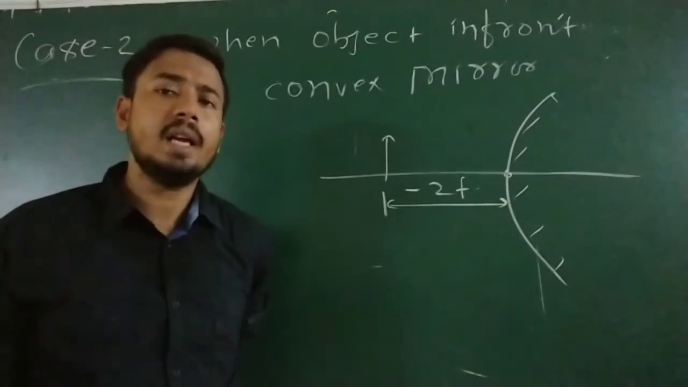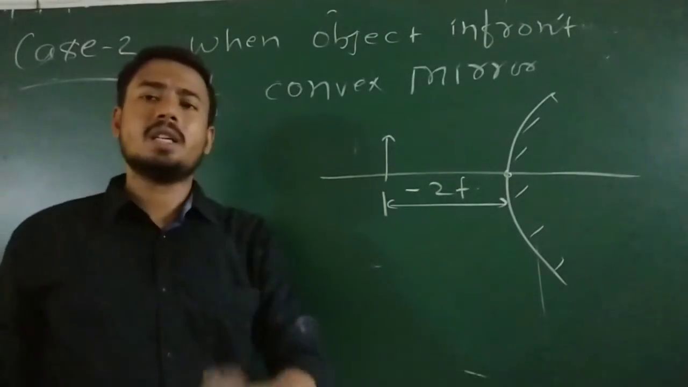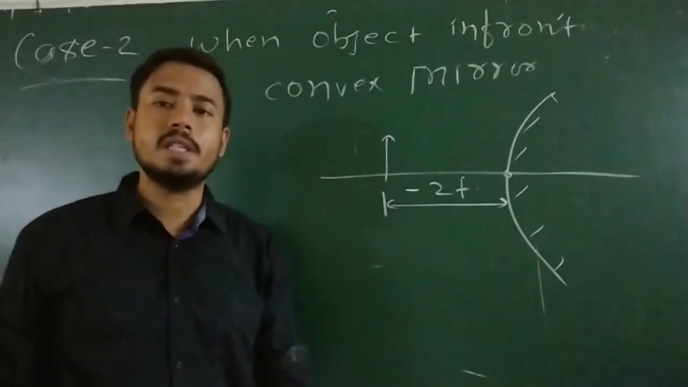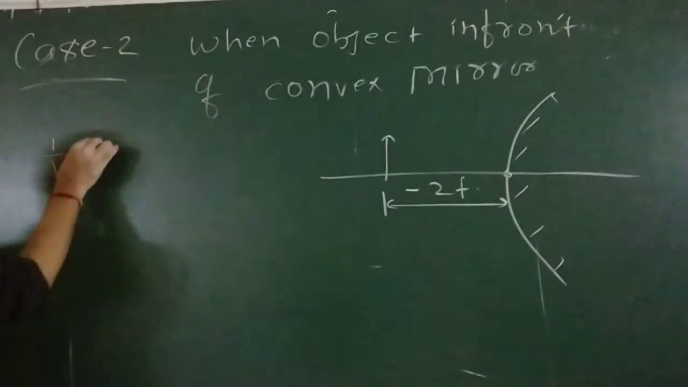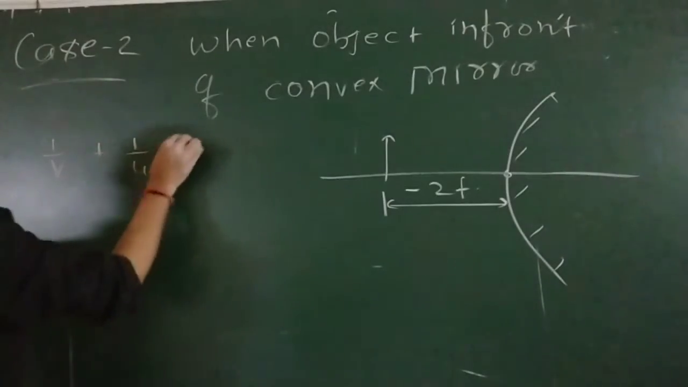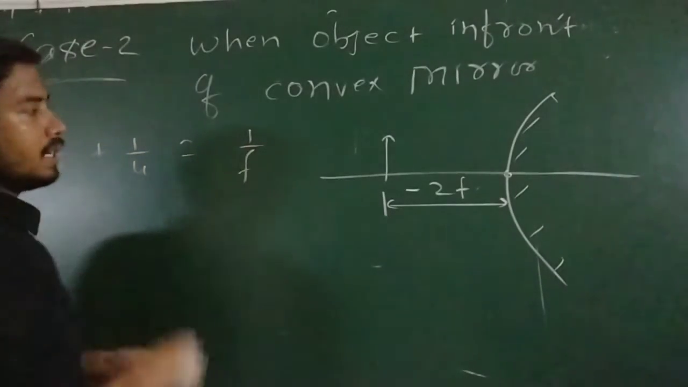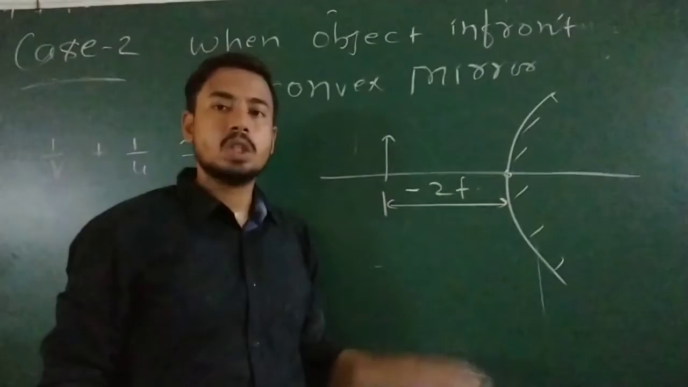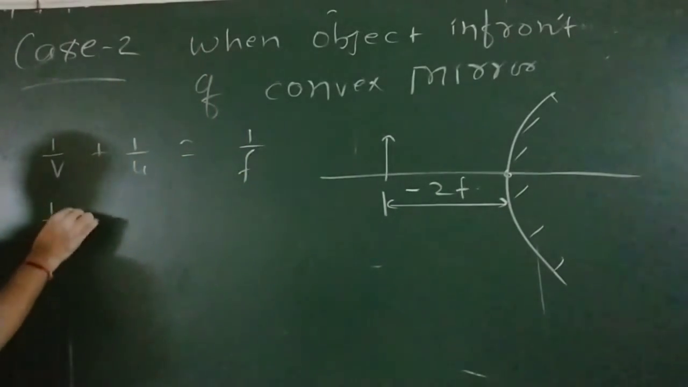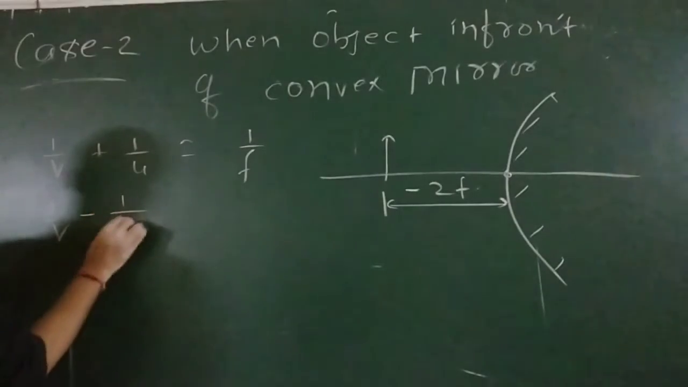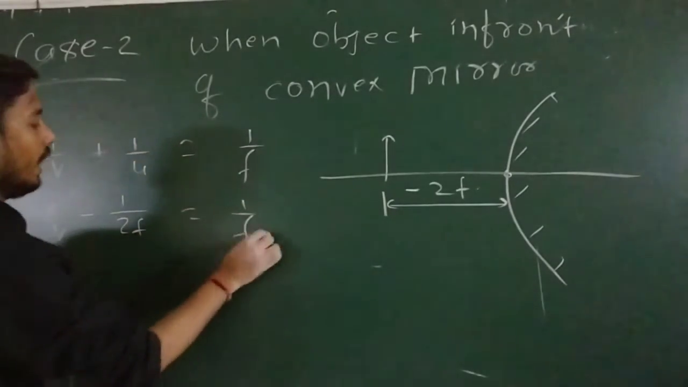Any value you can take, but take some integer type because its calculation becomes easy. Okay, so apply the mirror formula: 1 by v plus 1 by u is equal to 1 by f. Here not minus f, because it is a convex lens, so we will use 1 by f. So see, 1 by v minus 1 by 2f is equal to 1 by f.